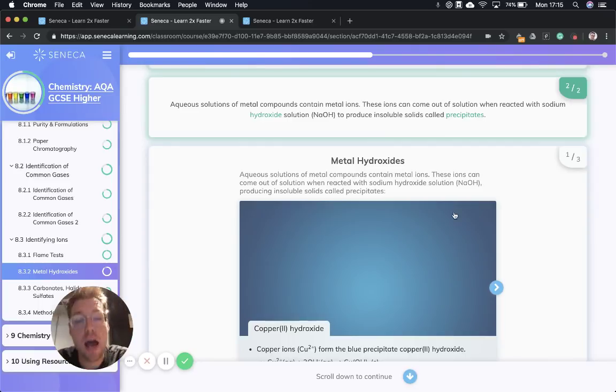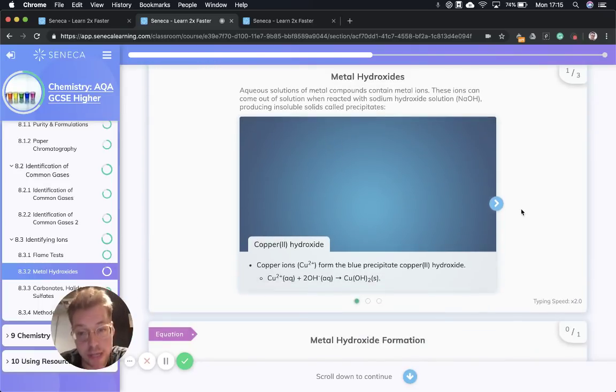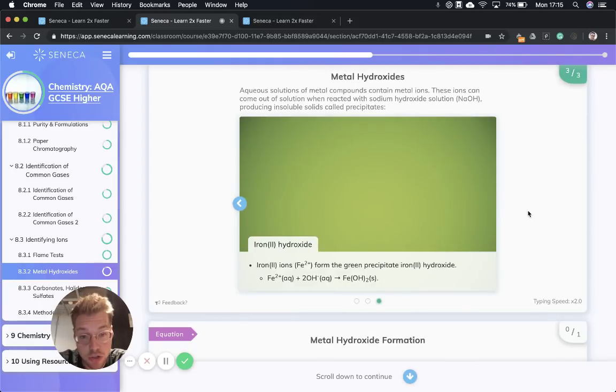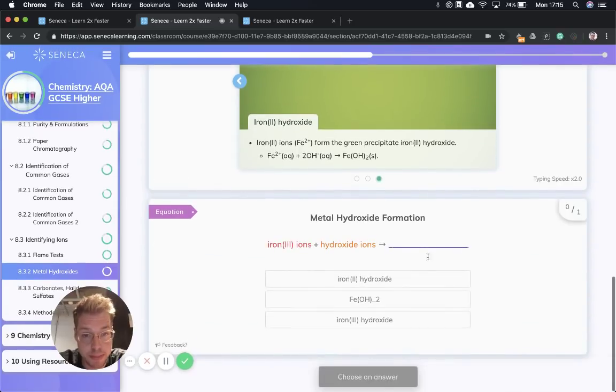Let's go. We're going to start with copper(II) hydroxide. The 2 tells us the oxidation state of the copper. So that means the copper has a 2+ oxidation state. Copper ions Cu2+ form the blue precipitate copper(II) hydroxide. Cu2+ + 2OH- goes to Cu(OH)2. Iron(III) hydroxide forms a brown precipitate, and iron(II) hydroxide forms a green precipitate.